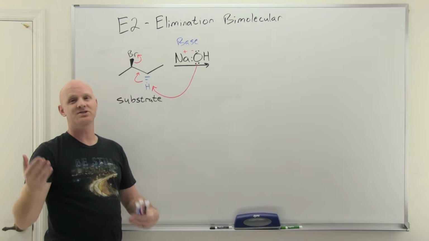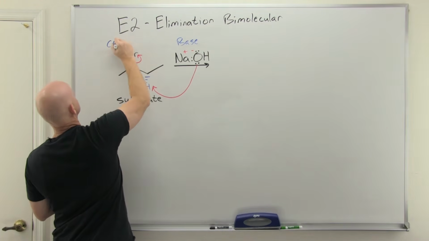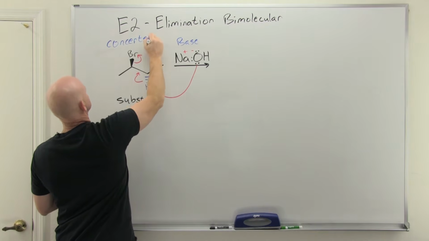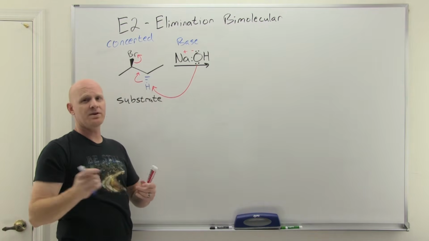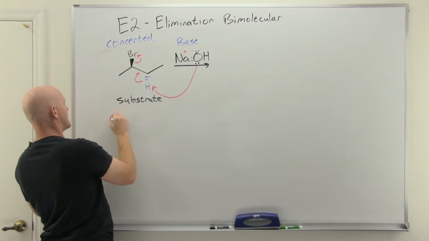So in happening simultaneously, just like in SN2, we call this a concerted mechanism. Cool, so it all happens in a single step, just like SN2 typically happens in a single step. And we can take a look at our rate law here.